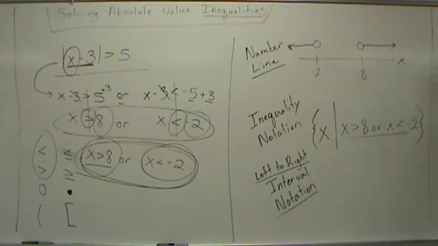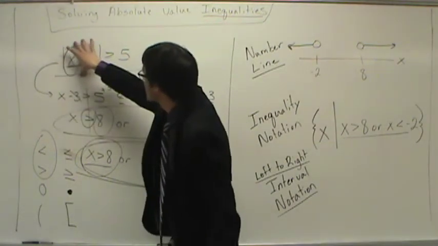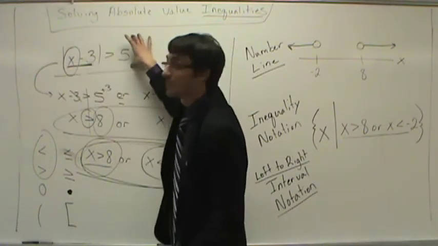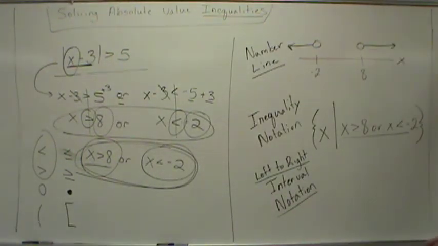How about 100? Is 100 way out here to the right? Yes, let's try it. 100 minus 3 is 97. The absolute value of 97, is this greater than 5? Hopefully you say yes, so 100 makes it true. All of the values to the right of 8 make this true.